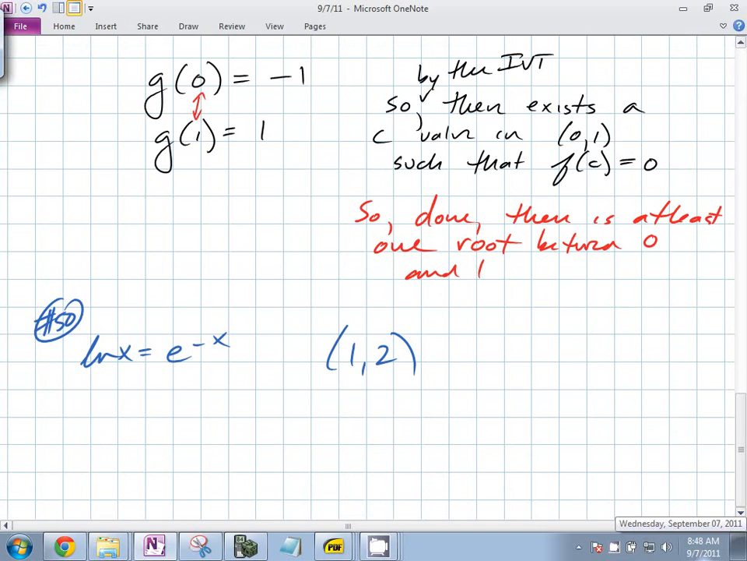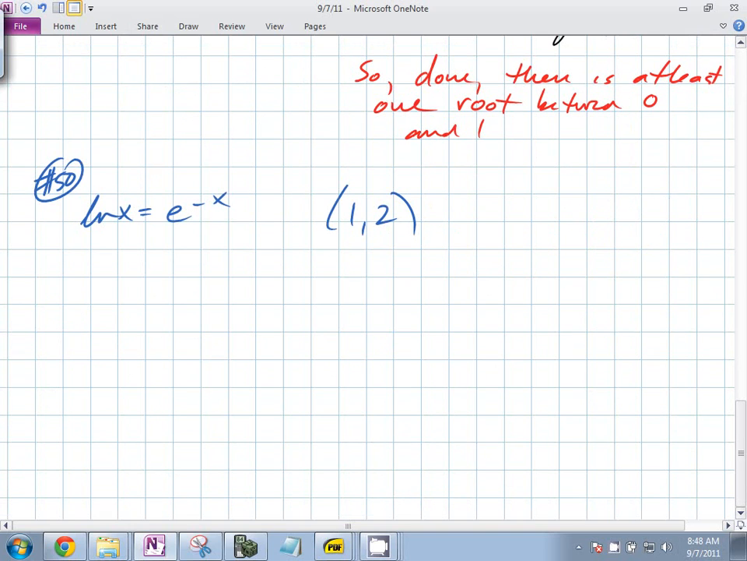So what do we need to do first? We want to show that there exists at least one solution to this. So what should we do first? You have to set it equal to 0. Yeah, set it equal to 0. So we have ln x minus e to the negative x equals 0. And we'll call that g of x. So what do we do now?